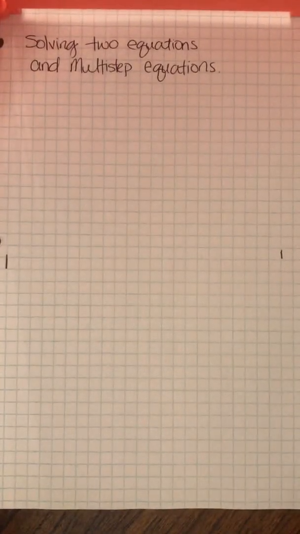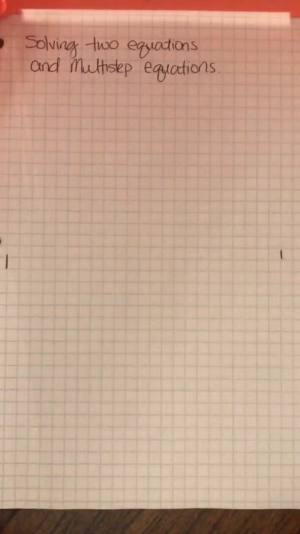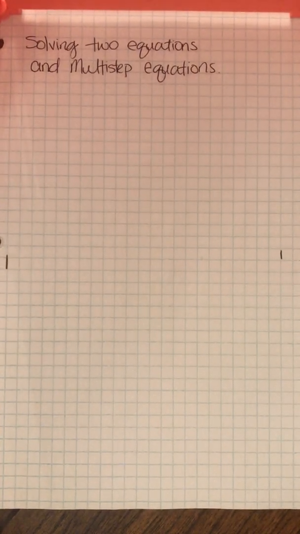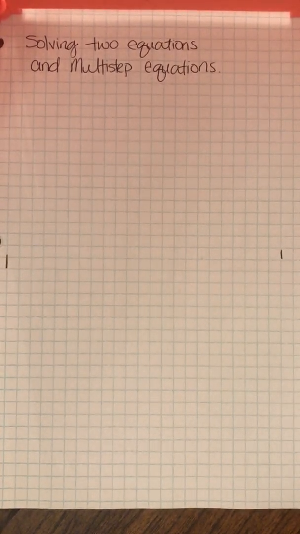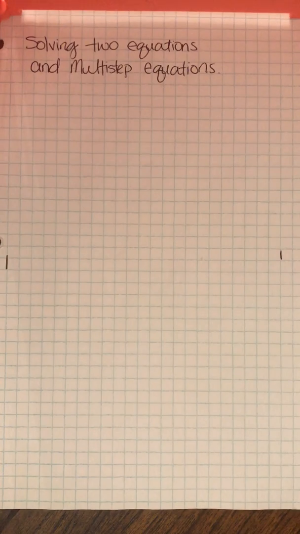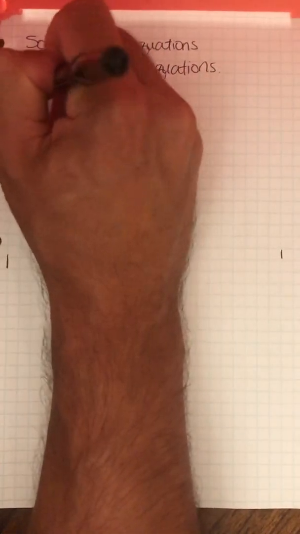What we want to do, ladies and gentlemen, is essentially get the variable, or the letter, all on one side, everything else on the opposite side. So let's look at an example, ladies and gentlemen.